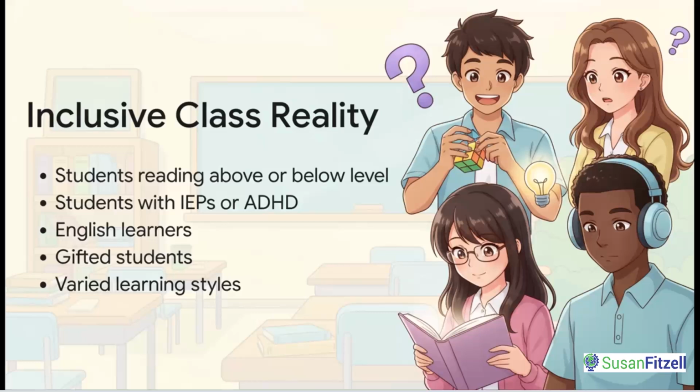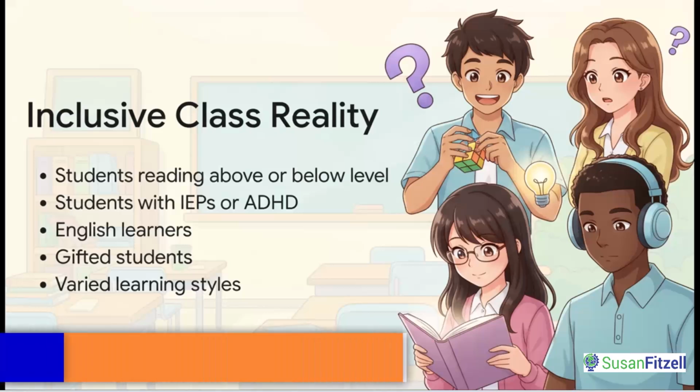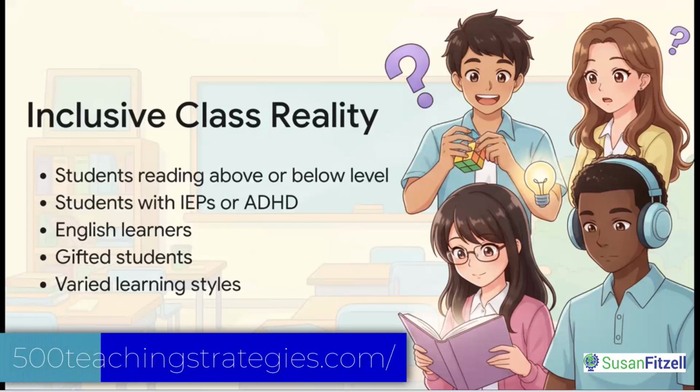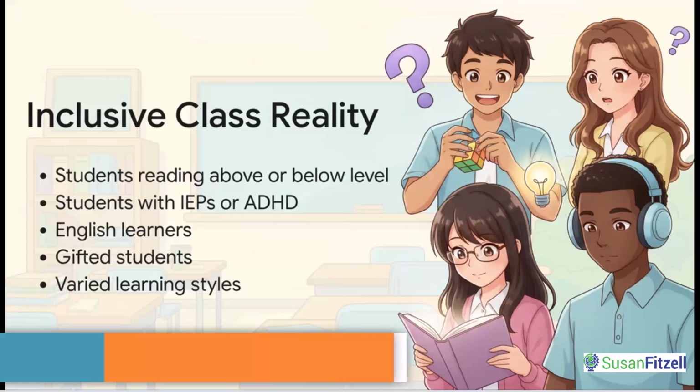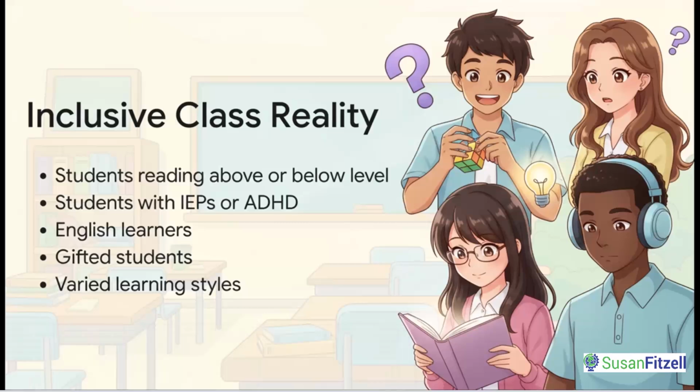Just look at this list. In a single room, you're teaching kids reading way above and way below grade level. You've got students with IEPs or ADHD, English learners, gifted students desperate for enrichment, and kids who just flat out learn differently. Some need to move around, some need pin drop silence. Trying to accommodate this massive variety of needs all at once in a single, long, whole class lecture is exactly why lesson planning feels like climbing Mount Everest. It's just physically impossible to meet all these needs with one long talk.